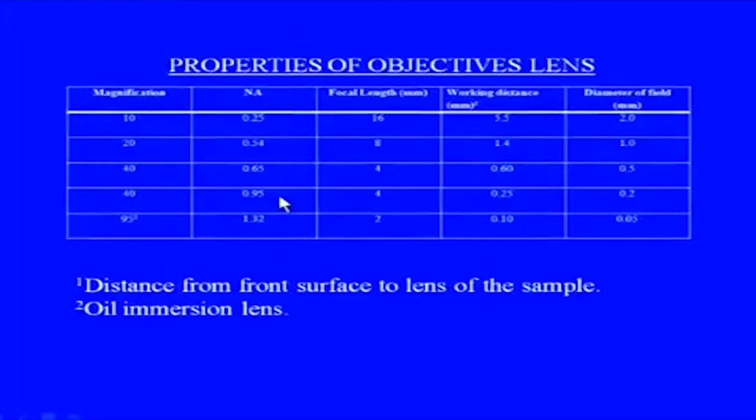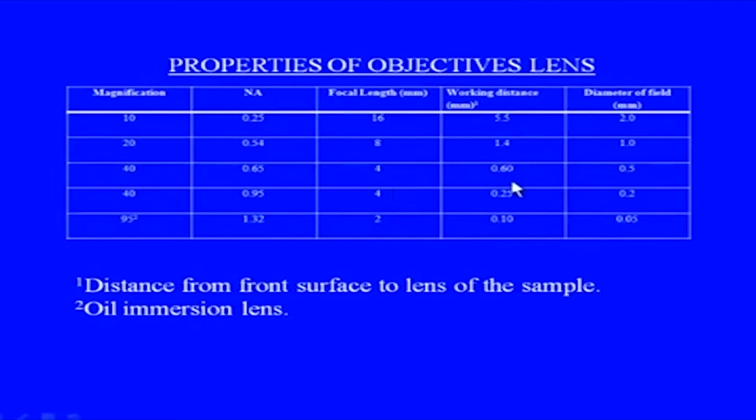Now, if you compare certain properties of objective lenses, like we are talking about, when you increase the numerical aperture, then you have to reduce the focal length. So, there are a few things which we need to relate here. For example, when you increase the magnification as shown in this table from 10 to 95x, you can clearly see that numerical aperture also increases, but focal length decreases, that is, you are bringing the objective lens closer to the specimen. So, you are decreasing the focal length.